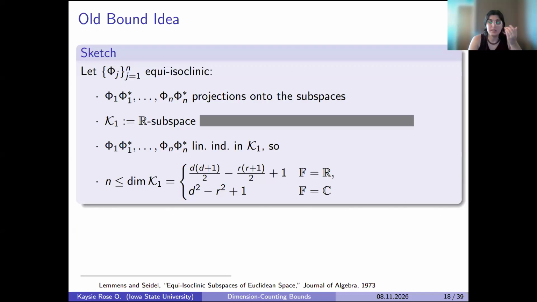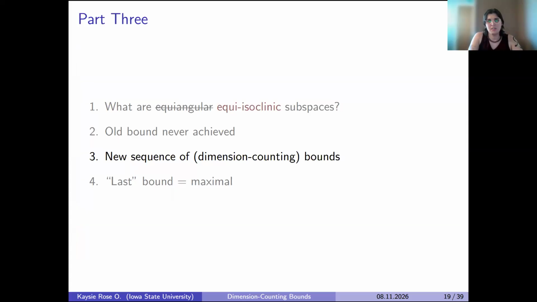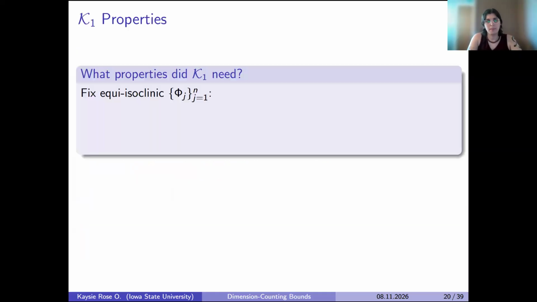We want to build on it. And the way we're going to build on it, we called this K1. Lemons and Seidel did not. We call it K1 because we're going to have a K2. In order to talk about K2, we're going to need to see what properties K1 has that we care about. So to get our new sequence of bounds, we have to digest K1.